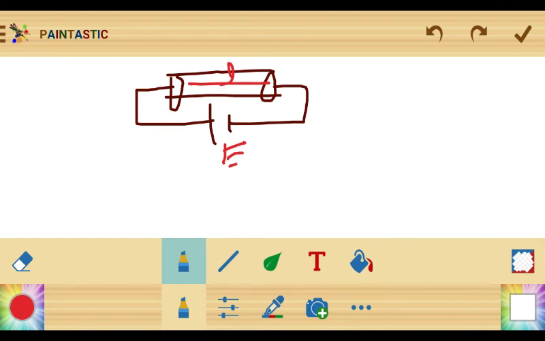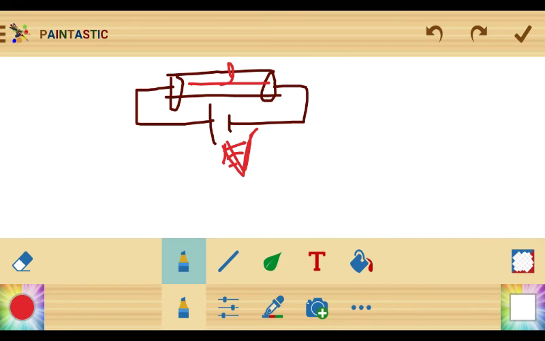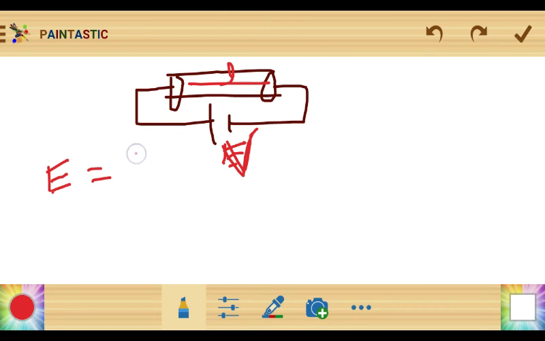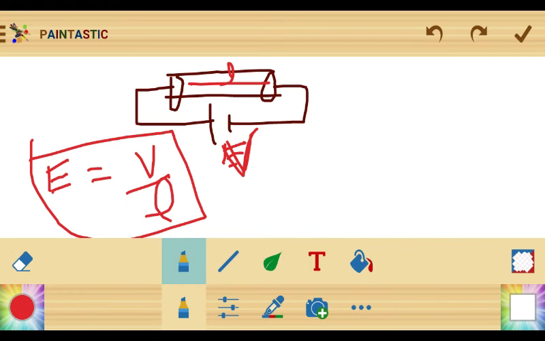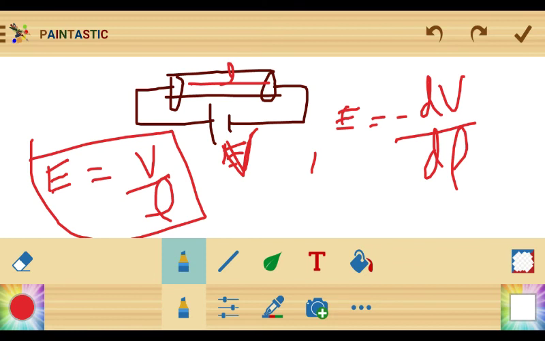So the electric field developed in it will be E is equal to V upon L. We have done this: the relation between potential and electric field is E equal to minus dV upon dL. Removing the minus and dV, it becomes E is equal to V upon L.